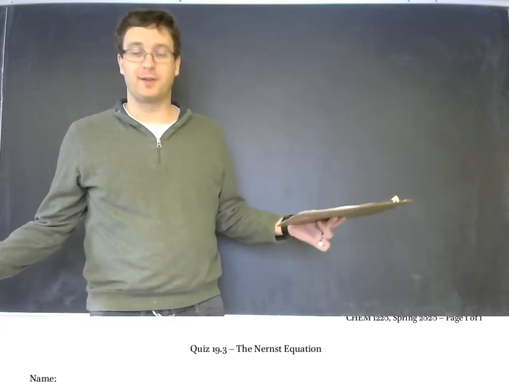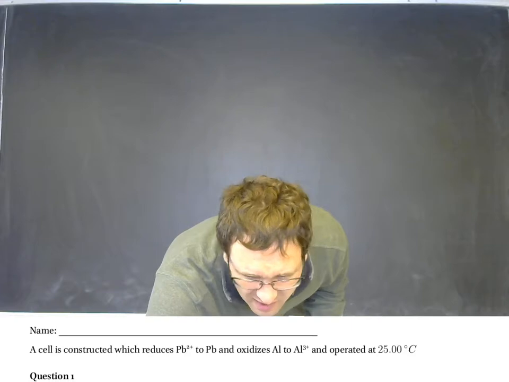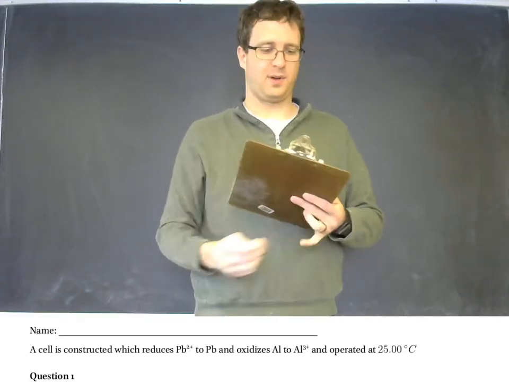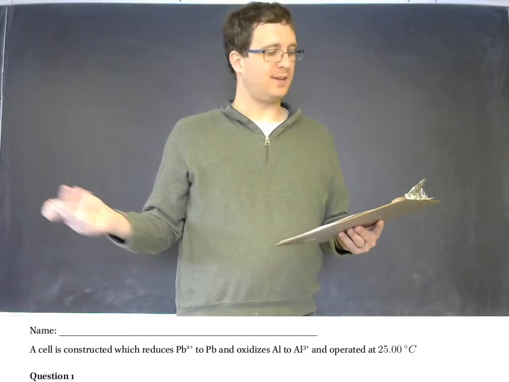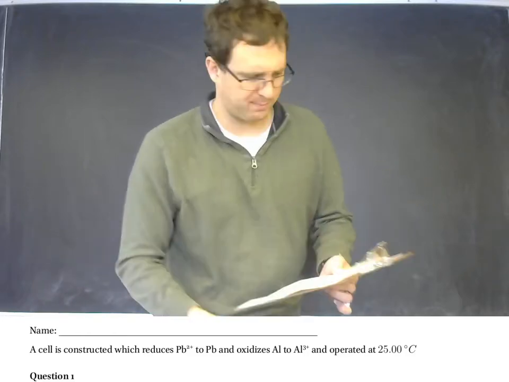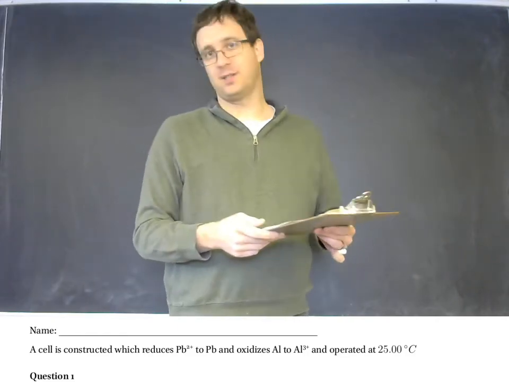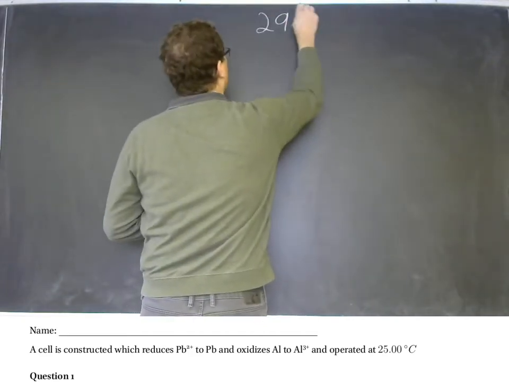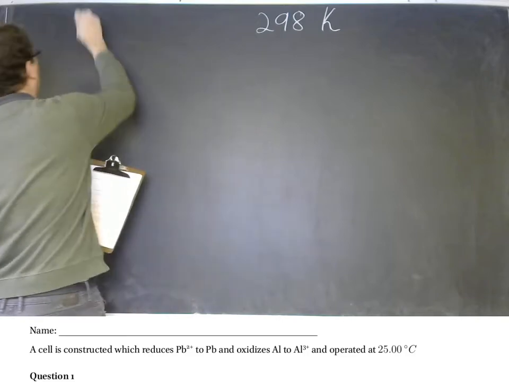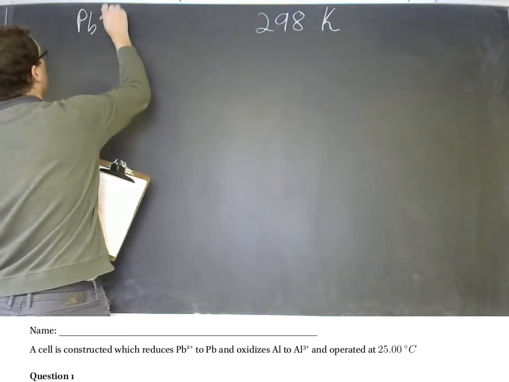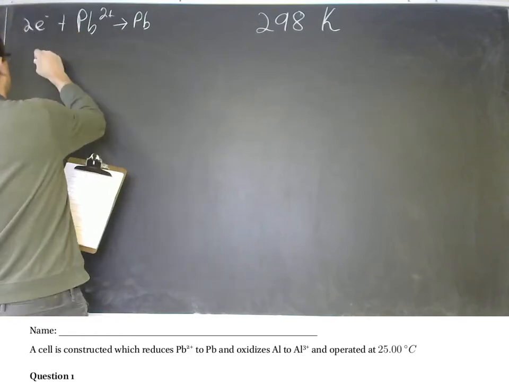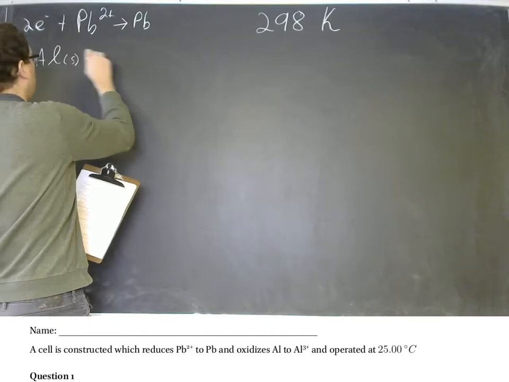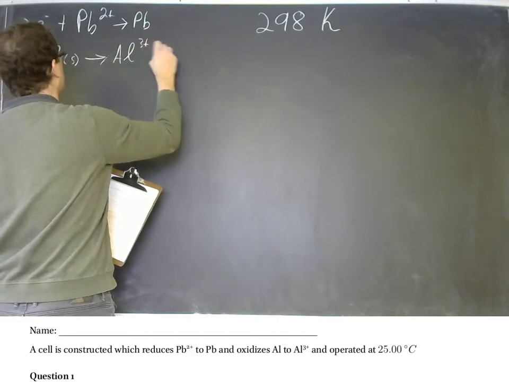Okay, quiz 19.3, we're going to apply everything we've learned about the Nernst equation here. The half cells that are used in this electrochemical cell will reduce lead 2+ to lead and oxidize aluminum to aluminum 3+. It'll be operated at 25 degrees Celsius, which is 298 Kelvin. And here we're reducing lead 2+ to lead. That's going to require 2 electrons, and we're going to be oxidizing aluminum solid to aluminum 3+, and that is going to release 3 electrons.